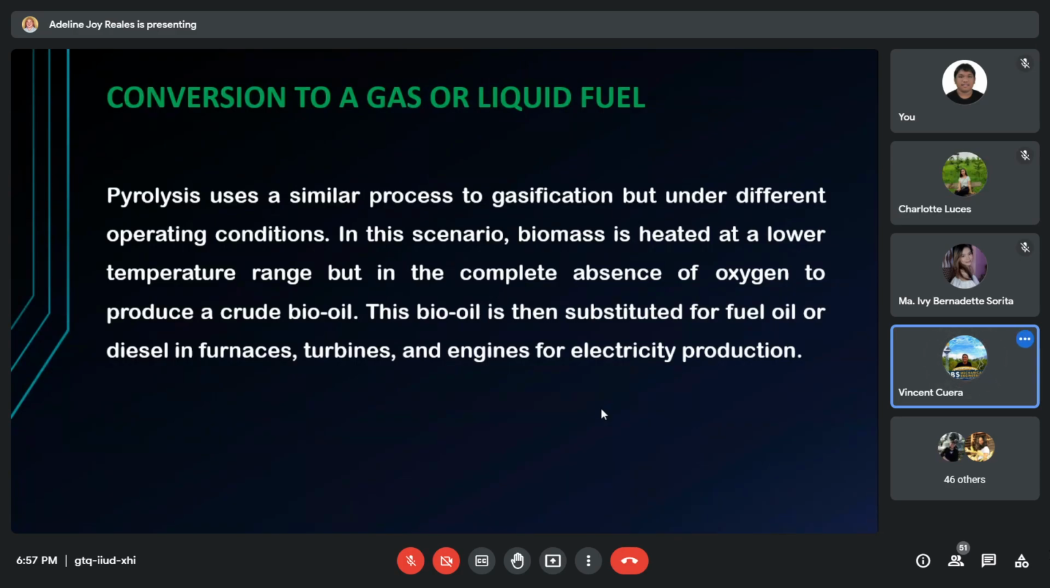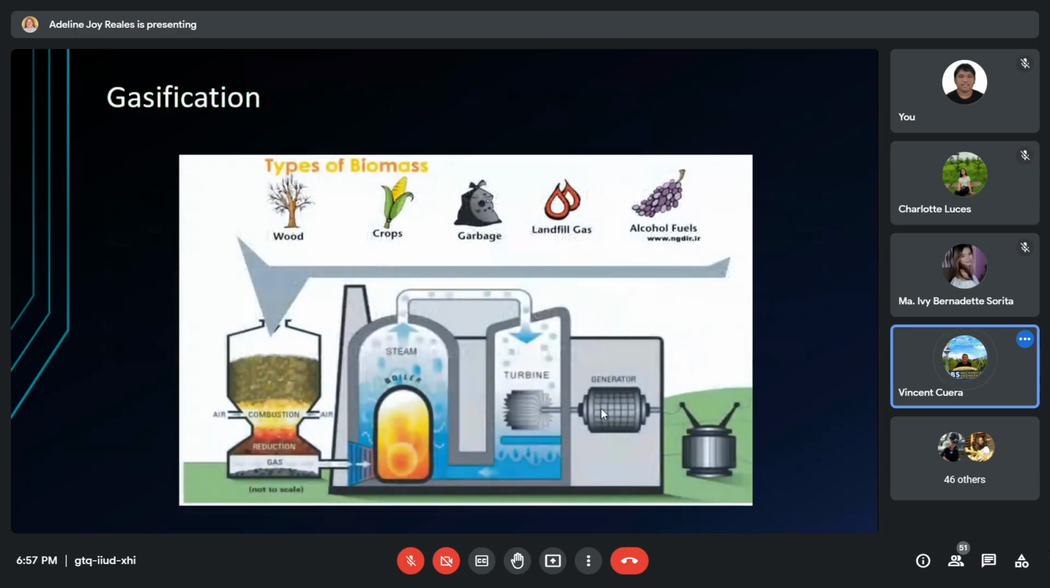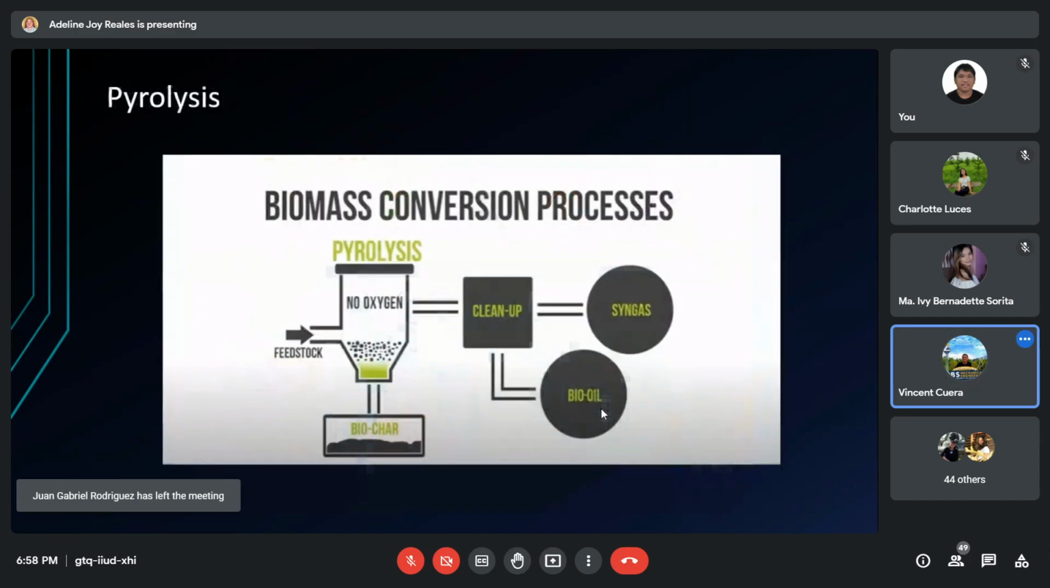Next po. So this po is a gasification diagram. Almost similar po siya sa combustion pero iba po yung ano. Instead po of boiler, it uses po gasifier. Next po. This po naman is the diagram for pyrolysis. Next po.